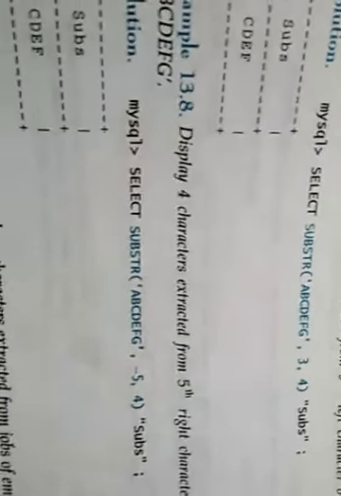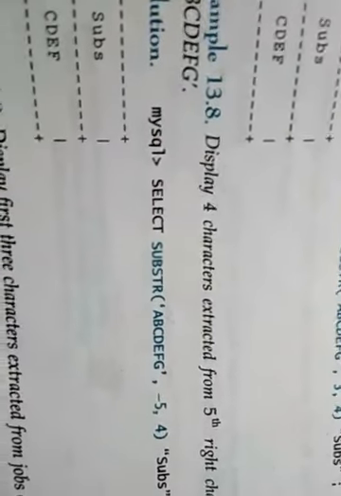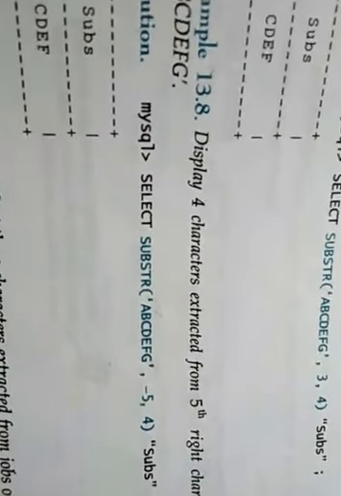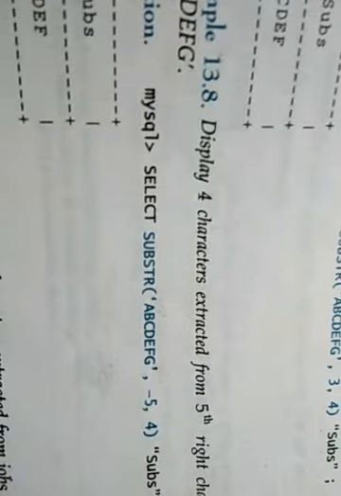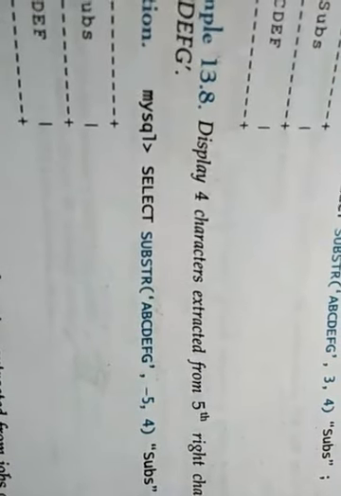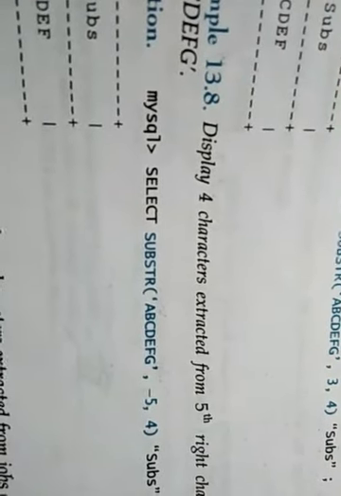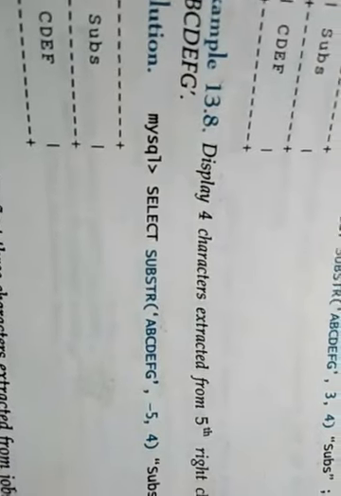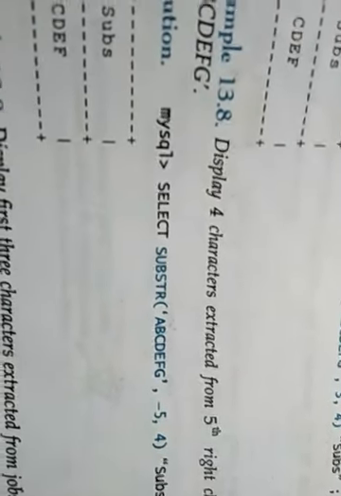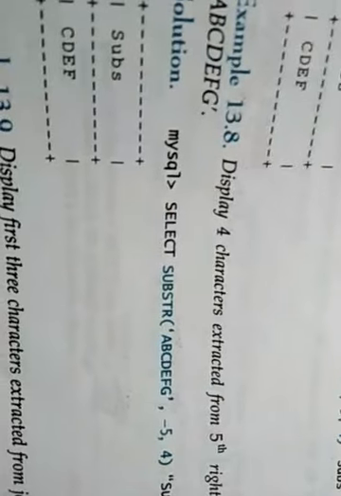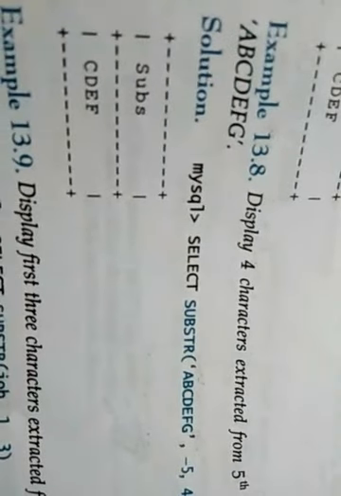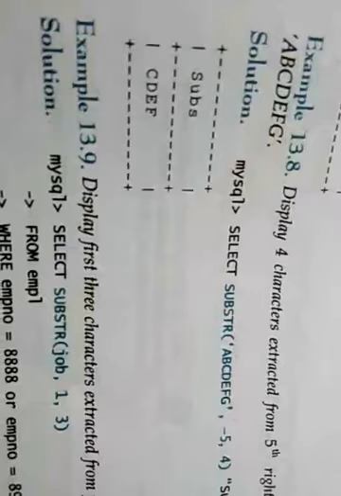If we give a negative starting position, the numbering starts from the right-hand side. So G will be 1, F will be 2, E will be 3, the fourth is D, and the fifth is C. So minus 5 is the starting position, and we require 4 characters from the right-hand side. The answer is C, D, E, F.